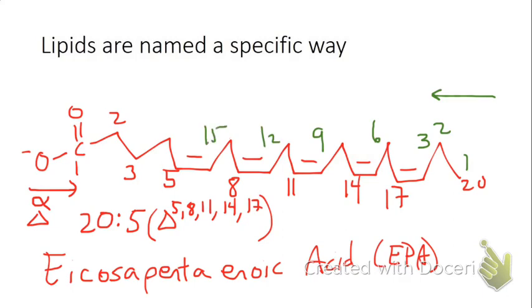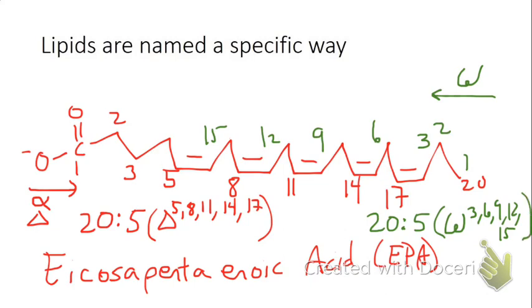When we count the opposite way, it is known as omega. So alpha goes from the carboxylic acid end, omega comes from the other way. To name this, it's still the same. We have 20:5, but instead of a delta, we put an omega. And so we have an omega 3, 6, 9, 12, 15.